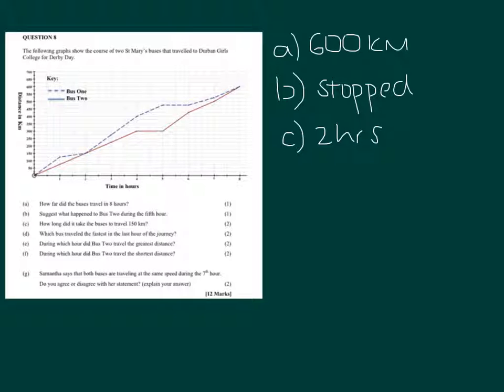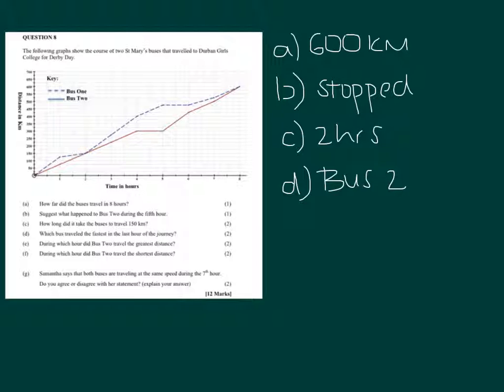Right, now question D is asking us to do some comparing. So it says, which bus traveled the fastest in the last hour of the journey? That's a little bit easier to interpret. The last hour is this bit here, and we're comparing the slope of the two lines, and we want to see which one has the greater gradient or the steeper line, and that one you can see is the red line. That's bus 2. So of the two which traveled faster, bus 2 traveled faster in the last hour of the journey.